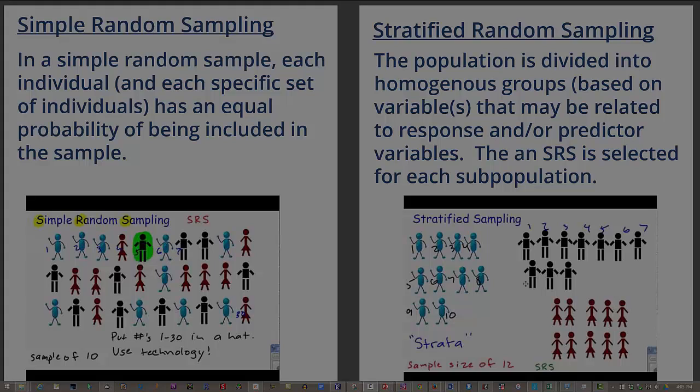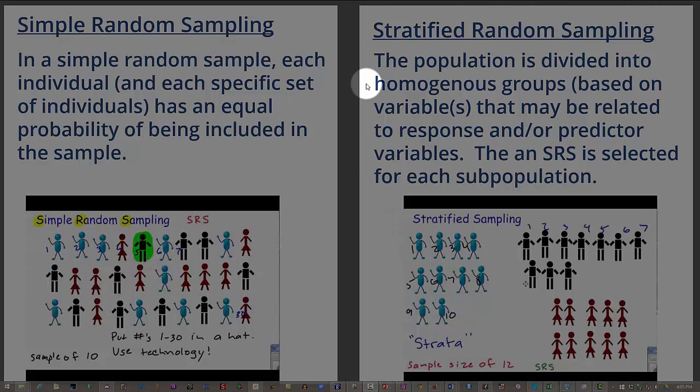Let's just take a look at the definitions and graphics that I have right here. So in a simple random sample, let's say we're sampling from a population of 30, and if we wanted a sample of size 10, then we would take the names of all 30 of those people, put them in a hat and mix them up and take 10. Or better yet, we'll use technology of some sort to get a random sample of 10 from that group of 30.